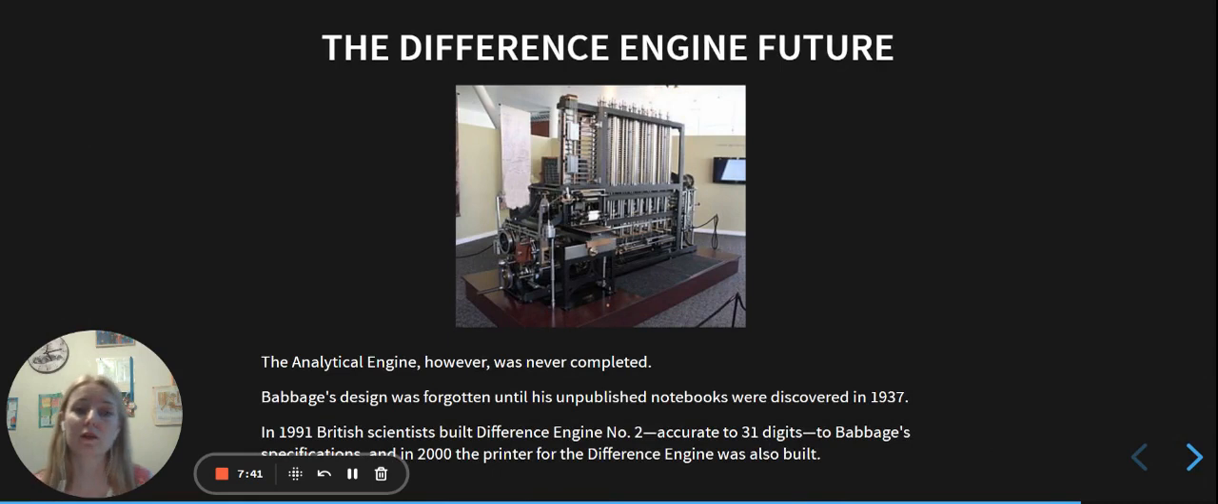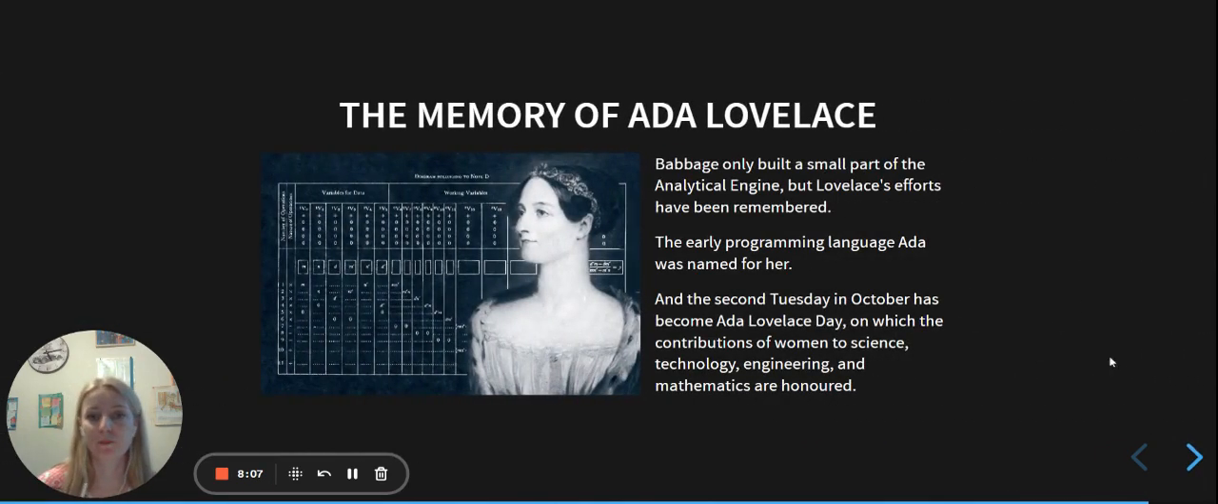However, the analytical engine was never completed. Babbage's design was forgotten until his unpublished notebooks were discovered in 1937. And in 1991, British scientists built Difference Engine Number 2 to Babbage's specifications, and in 2000, the printer for the difference engine was also built.